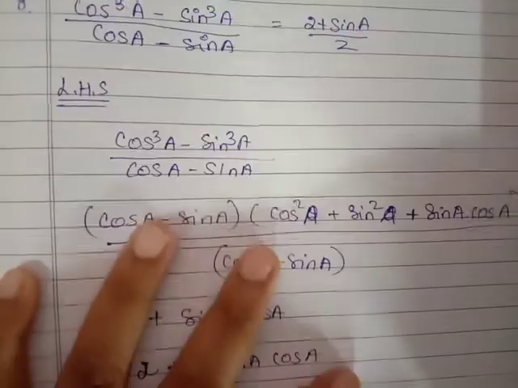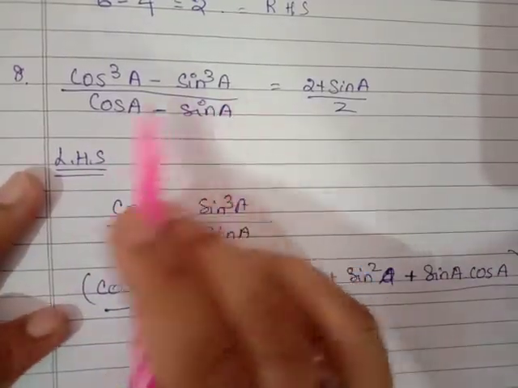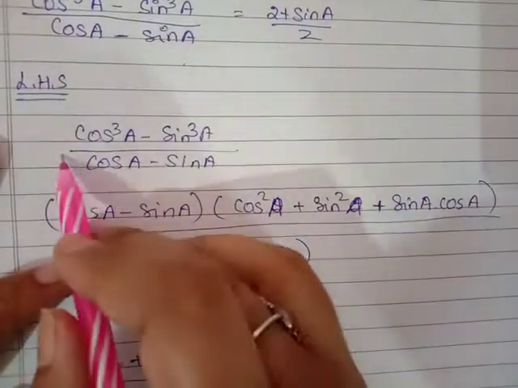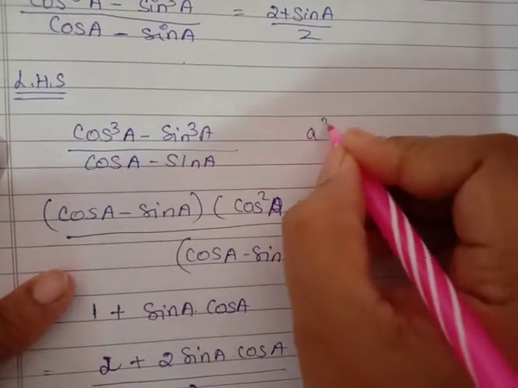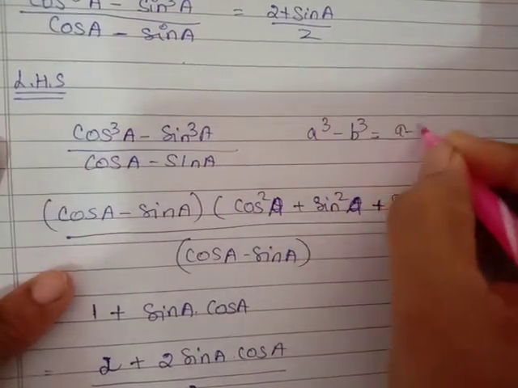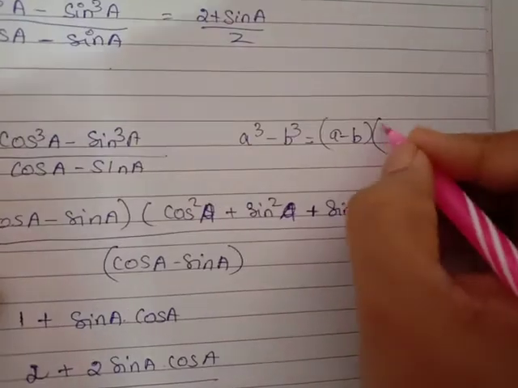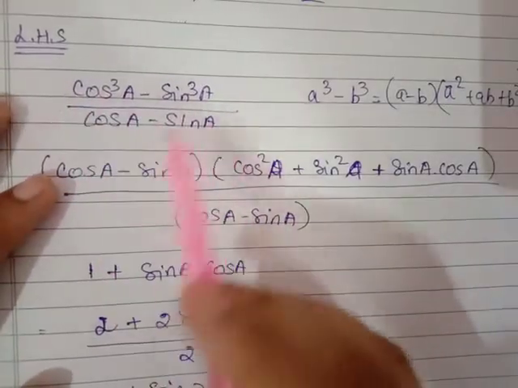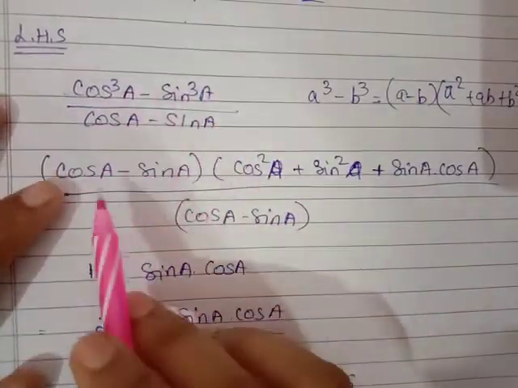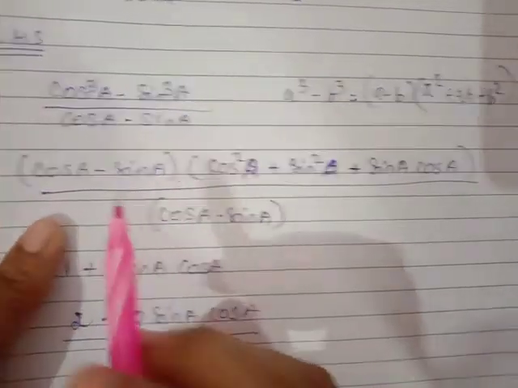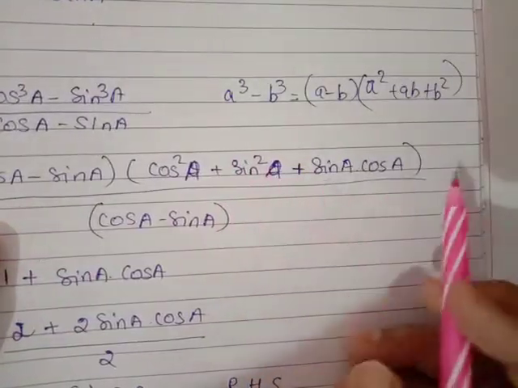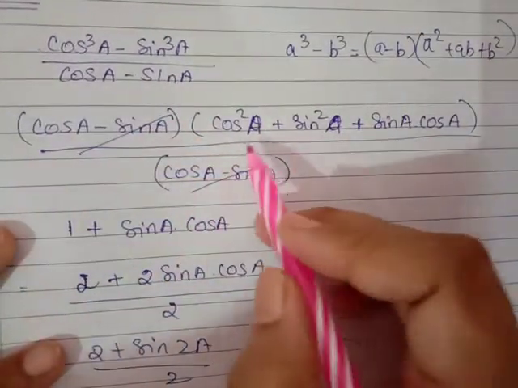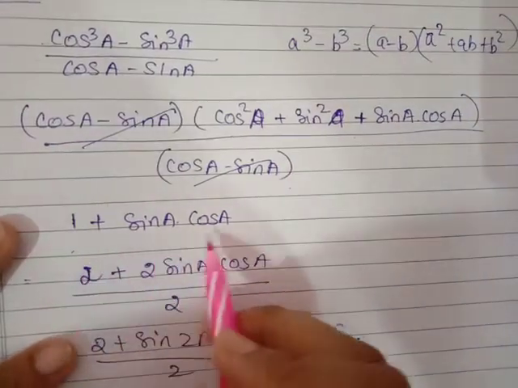Okay. Last question. Cos cube A minus sin cube A divided by cos A minus sin A equal to 2 plus sin 2A by 2. So here we are substituting the A cube minus B cube formula. A cube minus B cube is A minus B into A square plus AB plus B square. This is the formula of A cube minus B cube. So here we are writing cos cube A minus sin cube A as cos A minus sin A into cos square A plus sin square A plus sin A cos A, divided by cos A minus sin A. This will get cancelled. You are left with cos square A plus sin square A, which is 1, plus sin A cos A.